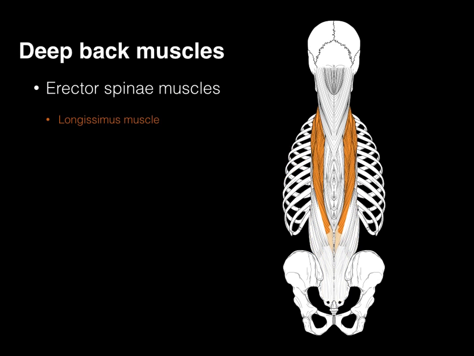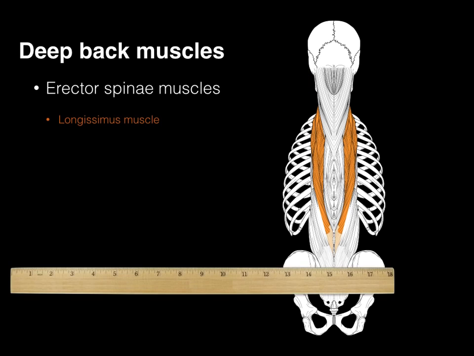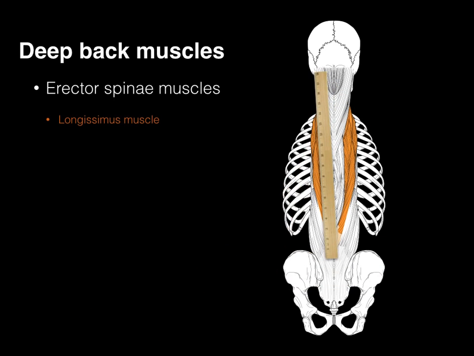The next is the longissimus muscle. It attaches to the vertebrae all along the lower back part of the ribs and all the way up, finally ending in the mastoid process of the temporal bone. And of all the erector spinae muscles, this one is the longest, hence the name longissimus, because it goes from the lumbar vertebrae all the way to the skull.